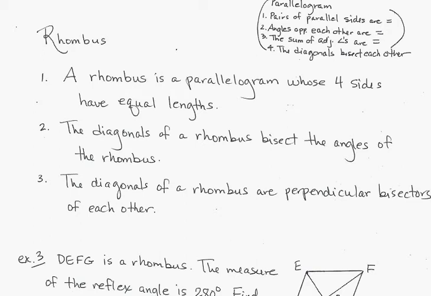Whoops. Hold on a second. Let's erase that. Okay, they don't add up to 180. They're not equal. They add up to 180. All right, and the diagonals bisect each other. Those are the characteristics of a parallelogram.